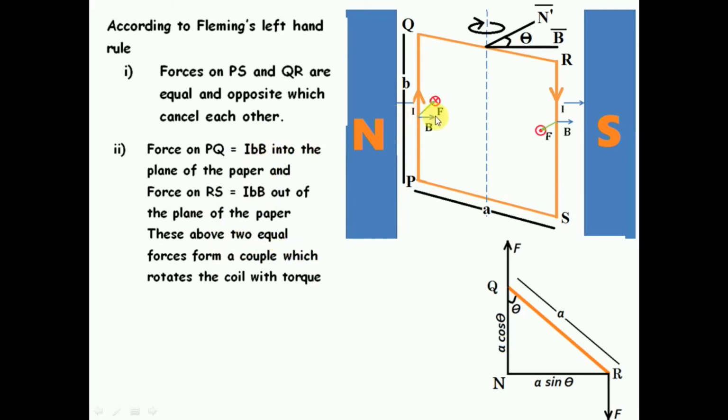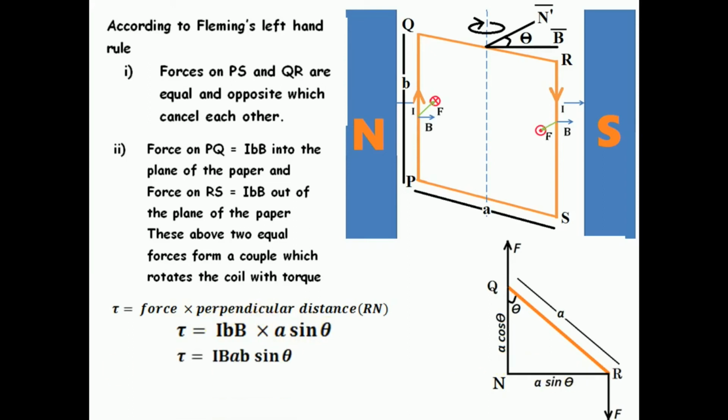These two forces, as we have already discussed, form the couple and try to rotate the coil, and the torque on the coil will be force into perpendicular distance, and the perpendicular distance between these two forces is a sin theta. So force is IBb and perpendicular distance is a sin theta. So torque is equal to I B a b sin theta. This ab is length into breadth of this coil, so I can write this as area. So this is IBA sin theta.